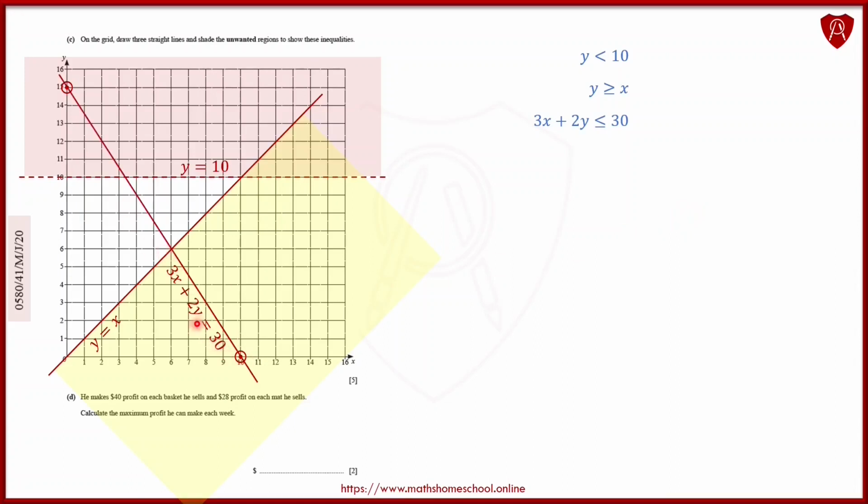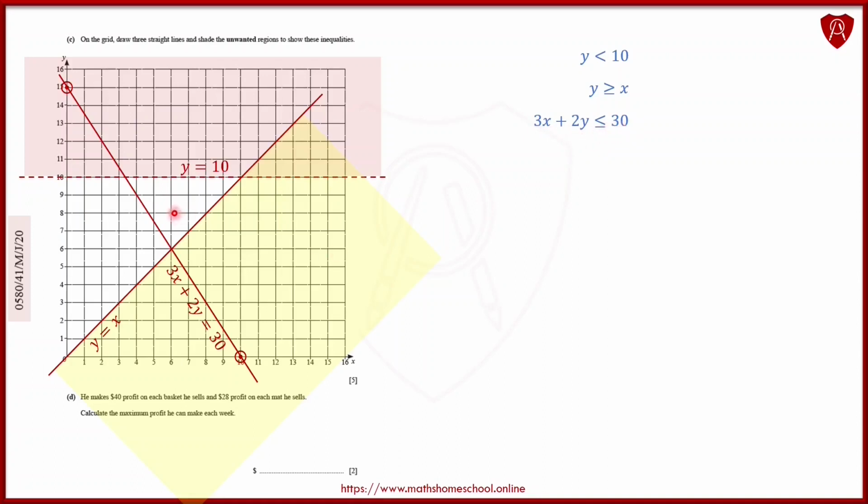3x plus 2y equals 30. Question is, which is the unwanted side of this line? Let's take a point at random here. 6, 8. When x is 6, 3x is 18, and y is 8, so we have 16 here. 18 plus 16 is 34, and it is greater than 30.